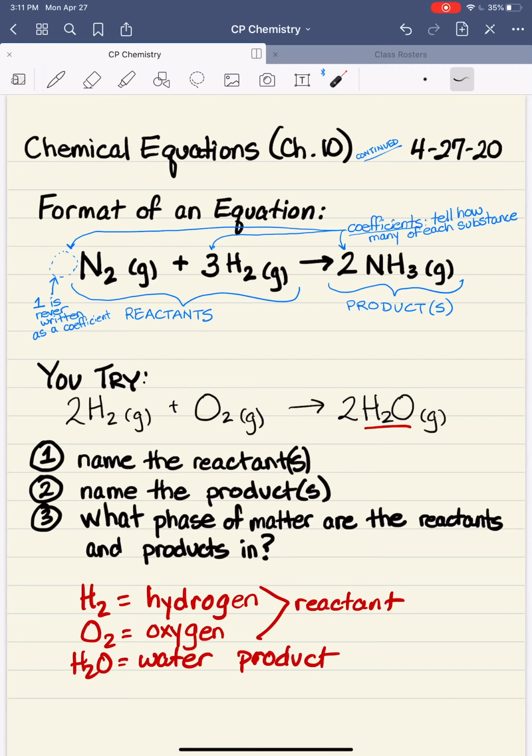Now, before I move on, I want you guys to try something for me. I want you to take a look at this reaction. Now, of course, I've written the answers below, but I want you to try to name the reactants, name the product or products, and tell me what phase of matter the reactants and products are in.